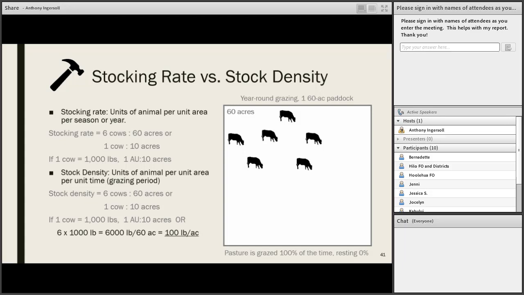And if we wanted to talk about the stock density, it's the same, because it's just one big pasture. Our stock density is also 1 animal unit to 10 acres. Sometimes, though, when people are talking in terms of stock density, producers will speak in terms of pounds of animal per unit area, which we can also do here. So 6 cows at 1,000 pounds would be 6,000 pounds on 60 acres, or 100 pounds per acre. A very light stock density.